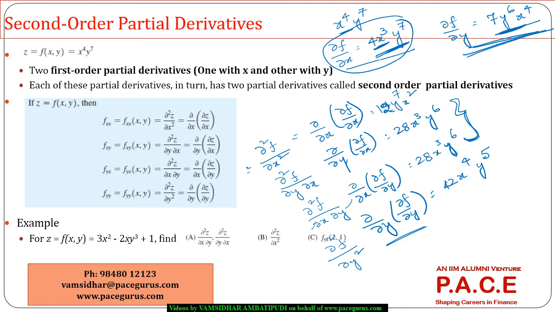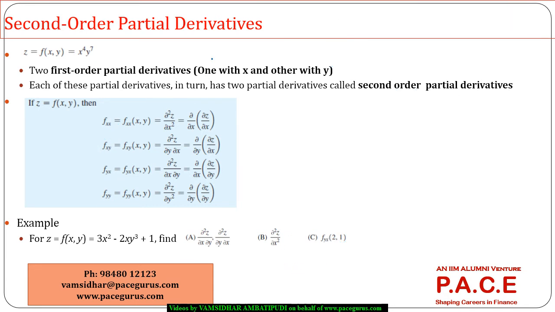Notation wise, this is called fxx. This is called fxy, the second one. fxy is nothing but first I am finding the derivative with respect to x and then with respect to y. When I say fyx, first I am finding the derivative with respect to y and then with respect to x. And fyy is the last one. So some kind of comfort level is needed with the notation. Let's look at the numerical.